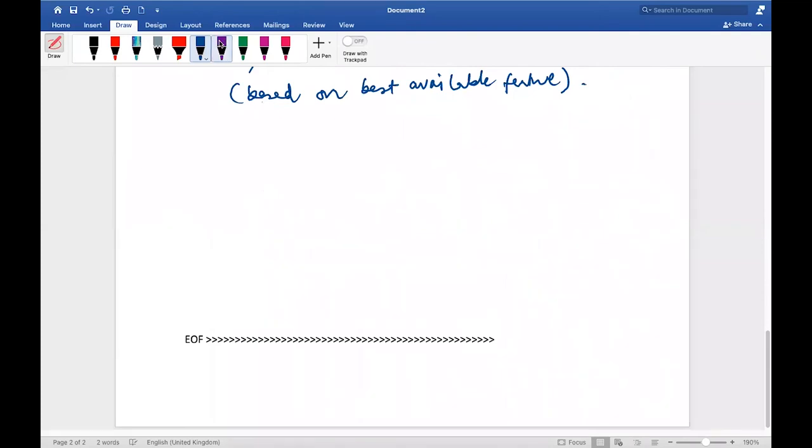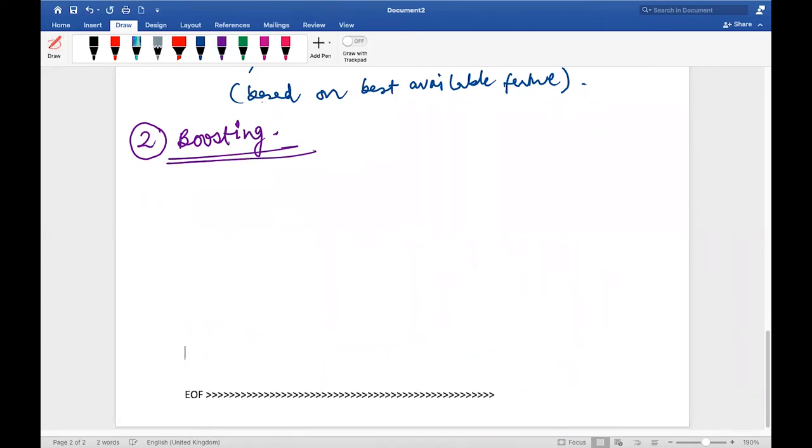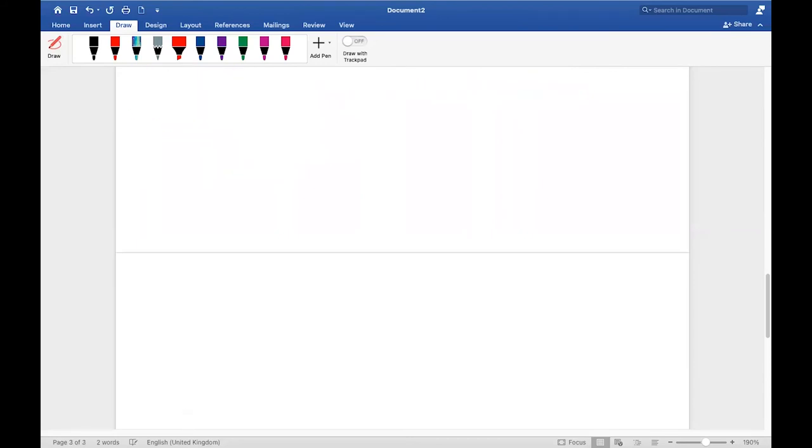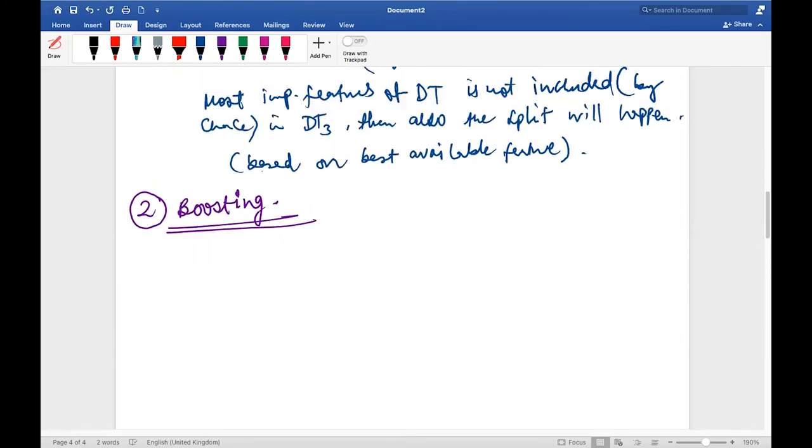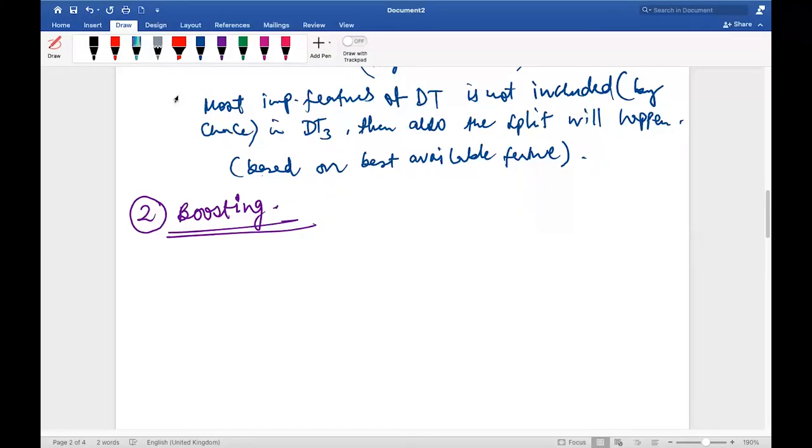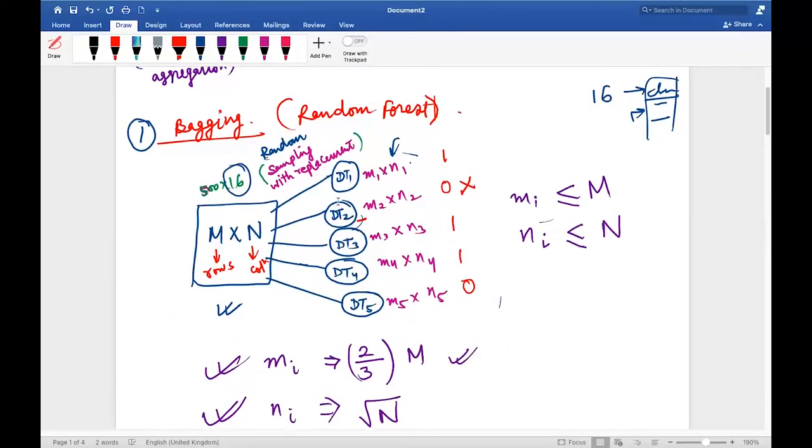Now let's proceed to the boosting method, the sequential method of aggregation. Boosting. Okay. So boosting is of different types. I'm just taking one example, right? You can take the concepts from here. Now see what I said in bagging. Currently, we are growing the models in parallel, yes or no? Yes. But in boosting, what actually happens is it is sequential.